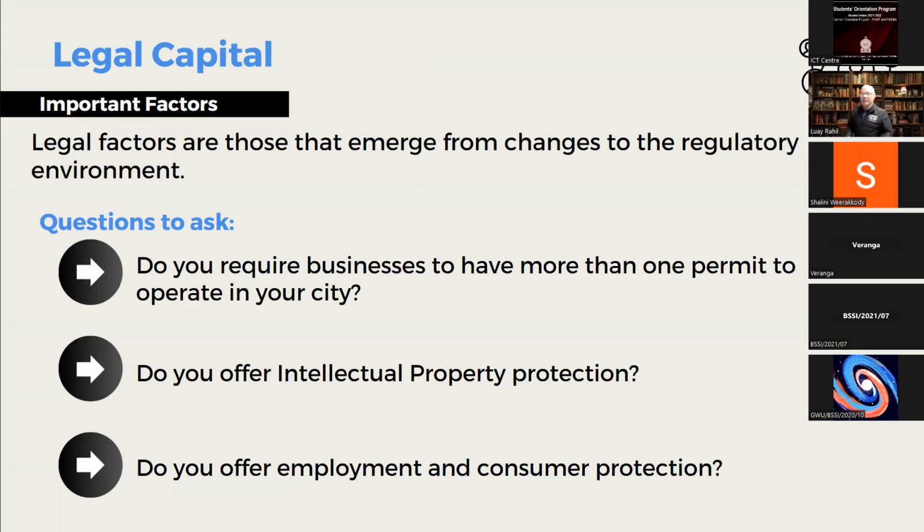And the last one is the legal capital. It's our legal factors that impact you building a community. Are those that emerge from changing the regulatory environment. Sometimes things change. Sometimes your city or your government requires more than one permit to operate. Like if you want to open a restaurant, they say, all right, you need a permit for restaurants, a permit for food, a permit for drinks, a permit to be there. So we need to make sure when we build a community, we don't put a lot of regulation on top of each other, which prevents people from opening their business.